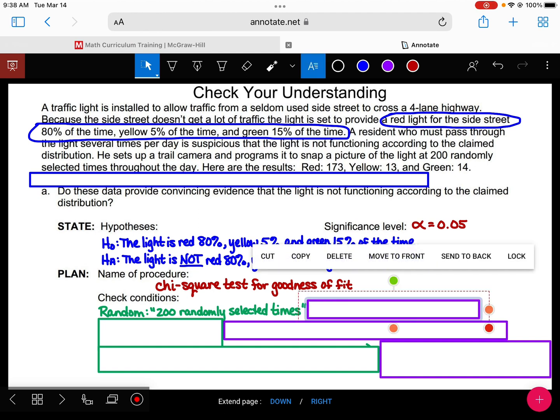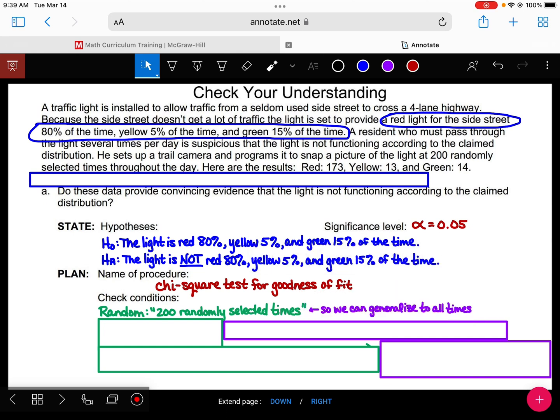Why do we do that? Why do we care about our randomness? So we can generalize. What would we be generalizing to? What is our population here? We had 200 randomly selected times. So our population is all times.